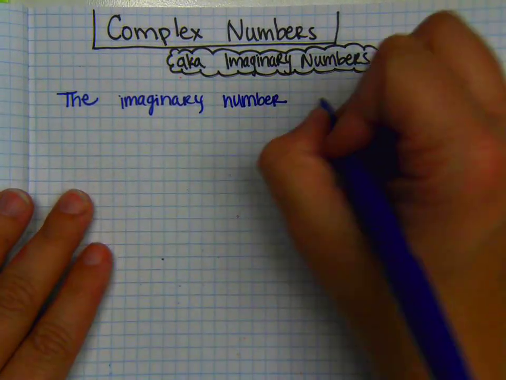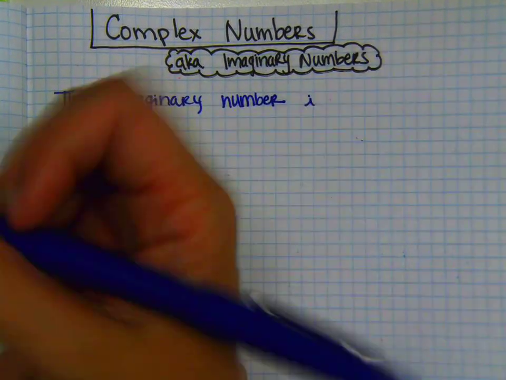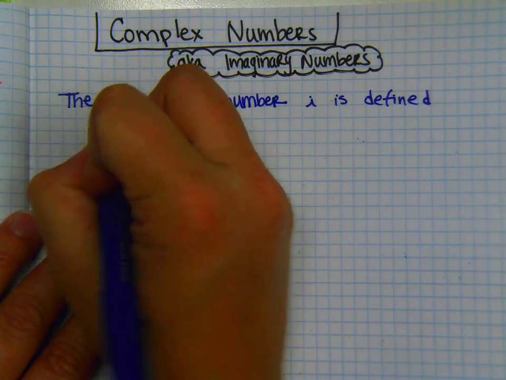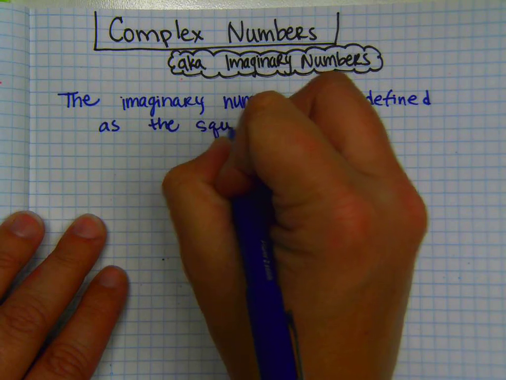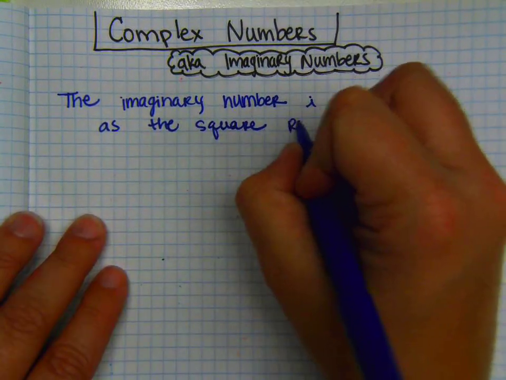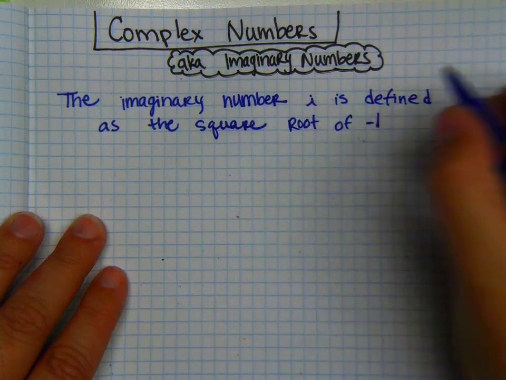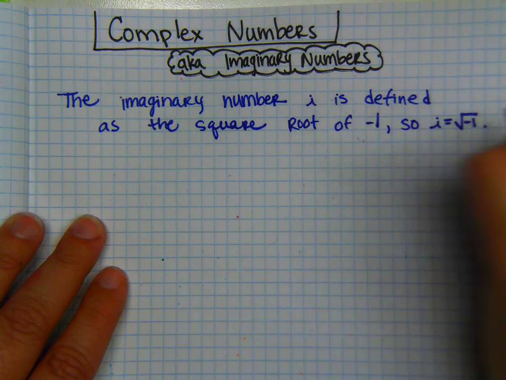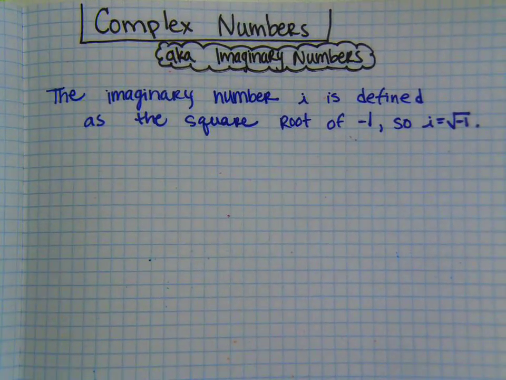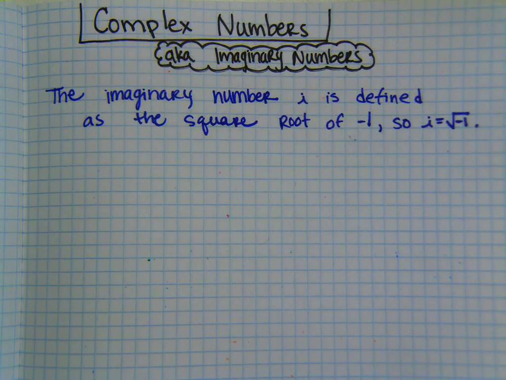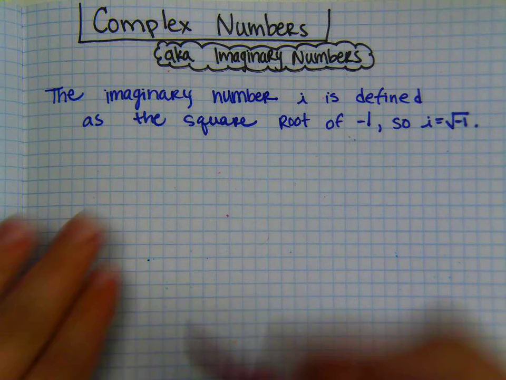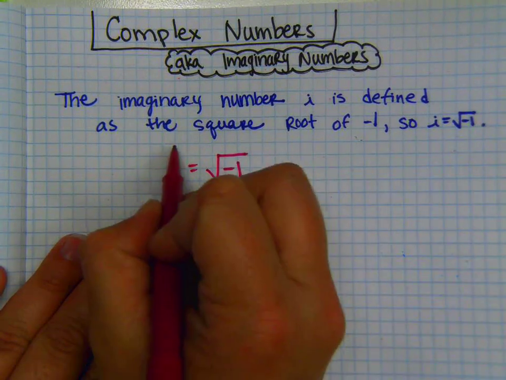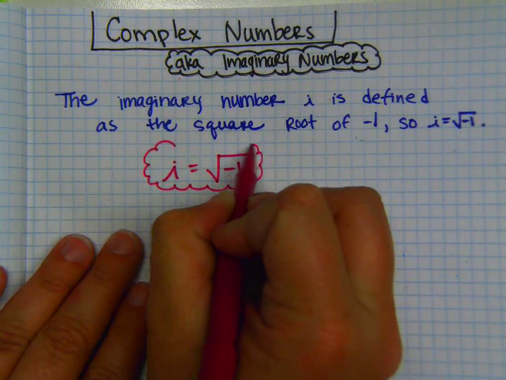so the imaginary number i, and we always write it as a cursive i, is defined as the square root of -1. So that means i equals the square root of -1. Okay? That's the definition. The imaginary number i is defined as the square root of -1. So to write that a little bigger, i equals the square root of -1. Okay?